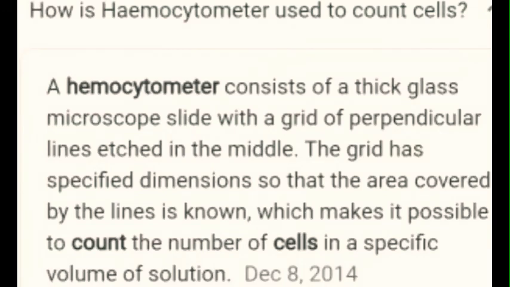How is a hemocytometer used to count cells? A hemocytometer consists of a thick glass microscope slide with a grid of perpendicular lines etched in the middle. The grid has a specified dimension so that the area covered by the lines is known, which makes it possible to count the number of cells in a specific volume of solution.